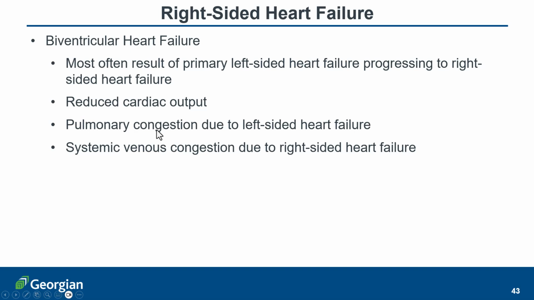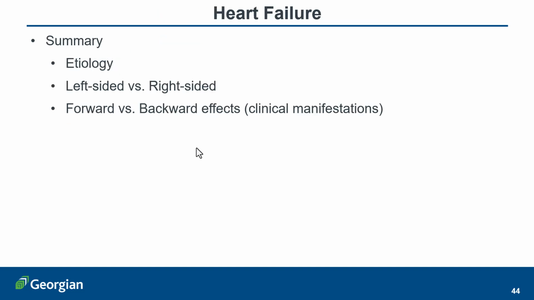That also means pulmonary congestion due to left-sided heart failure, as well as systemic venous congestion due to right-sided heart failure. In other words, you have the backward effects of left-sided heart failure, you have the backward effects of right-sided heart failure, and you have the forward effects of both left-sided and right-sided heart failure. Remember, the forward effects of right-sided and left-sided heart failure are identical. It's all because of reduced cardiac output.